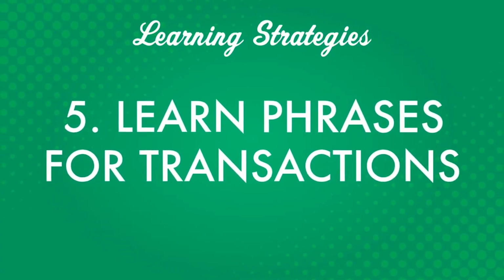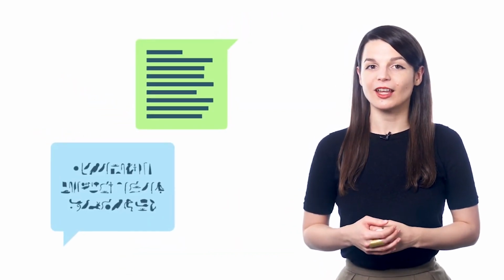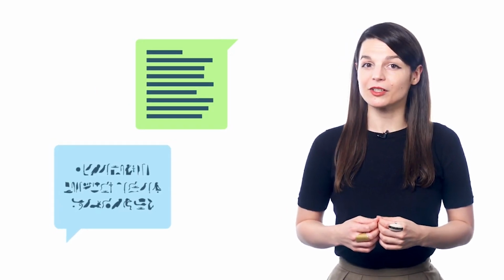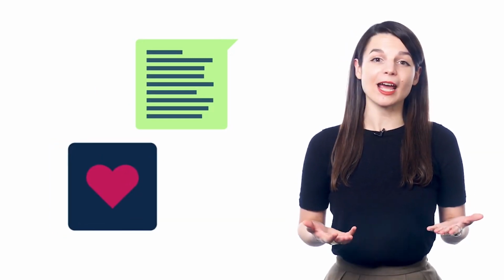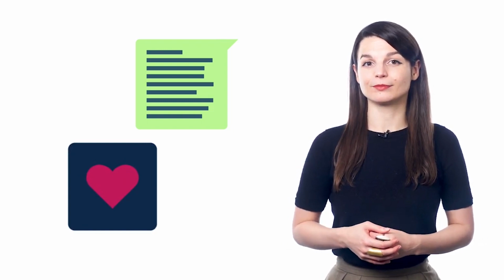Number 5. Learn phrases for transactions. This can include getting a room at a hotel or telling a taxi driver where to go. When you're traveling overseas, you'll need to talk to other people in your target language. And while this might be a bit scary at first, you'll find that the people you meet are just happy that you're trying to communicate with them. So get started talking in your target language now.